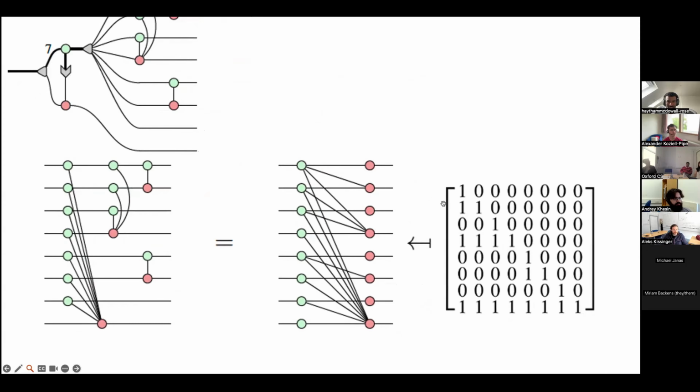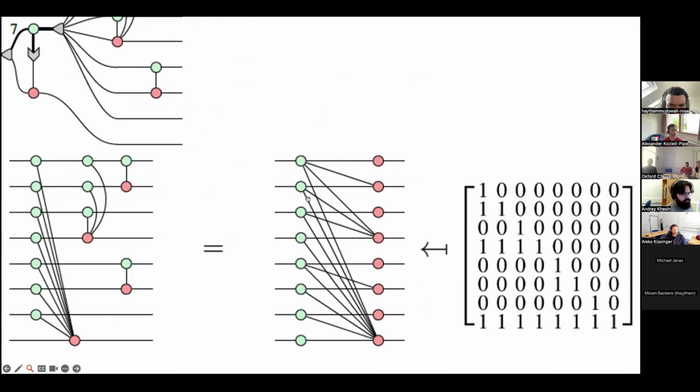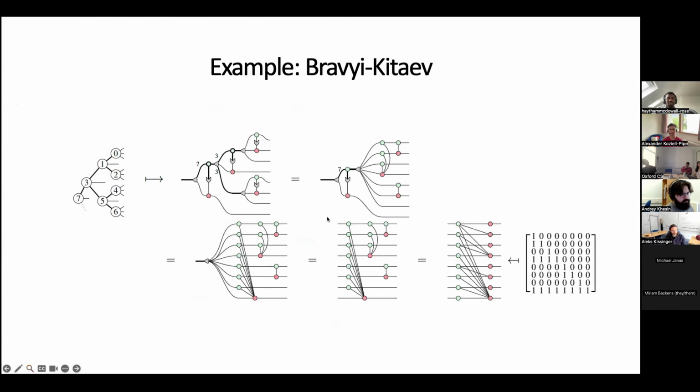So 1 is connected to 1, 2, 4, and 8. 2 is connected to, I'm sorry, wait, 2 is connected to 2, 4, and 8, etc. You can look through this in the paper if you think this is interesting, about how these two things are related.